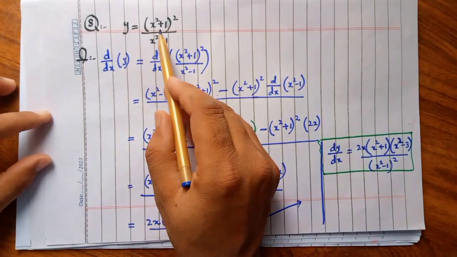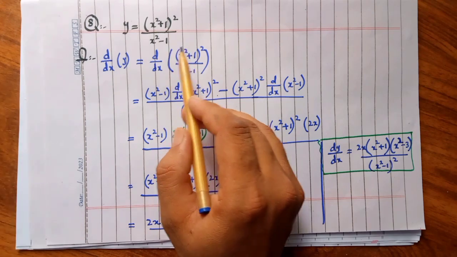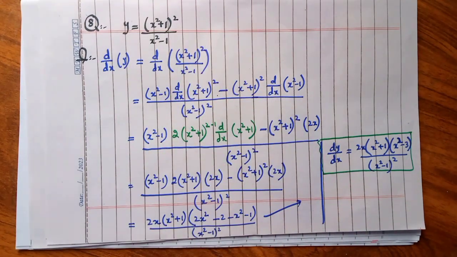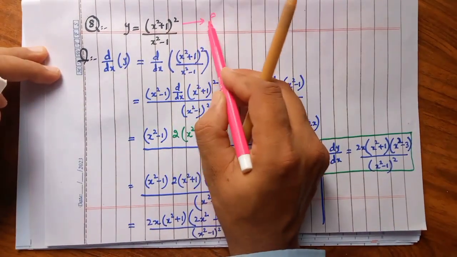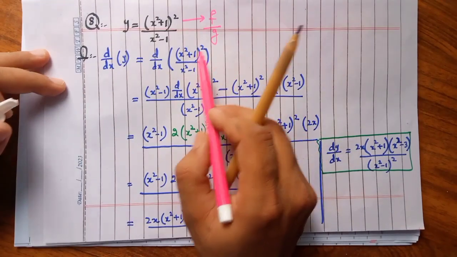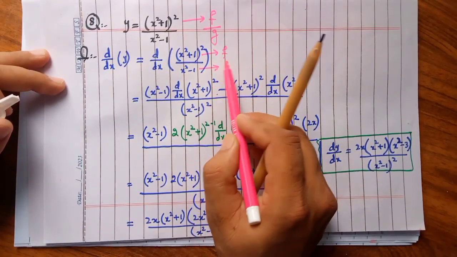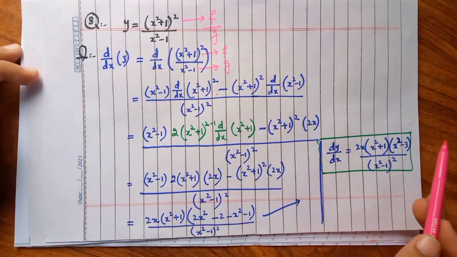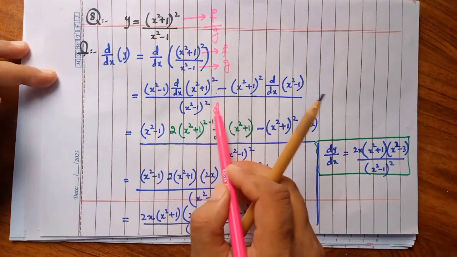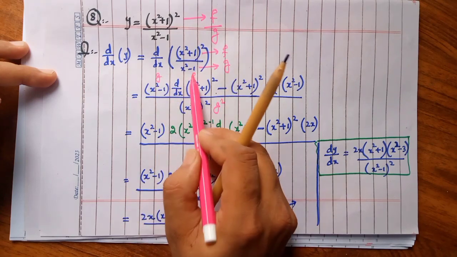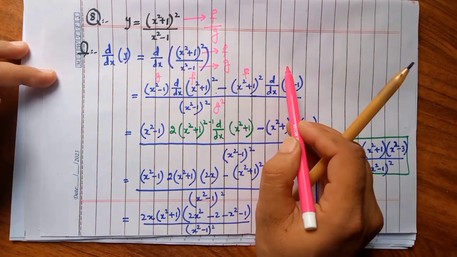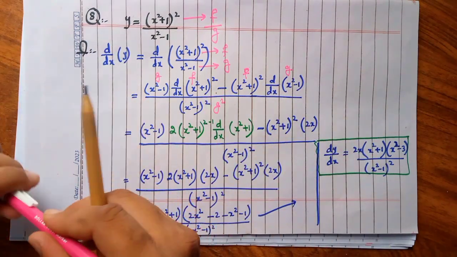So here y is equal to x square plus 1 square divided by x square minus 1. So we know that if two values are in the form of numerator and denominator, we will apply quotient rule. So this is f and this value is g, so we will apply quotient rule here. So after quotient rule, this will become this is g square, this is g, this is f derivative, and this is f function, and this is g. So we applied quotient rule.